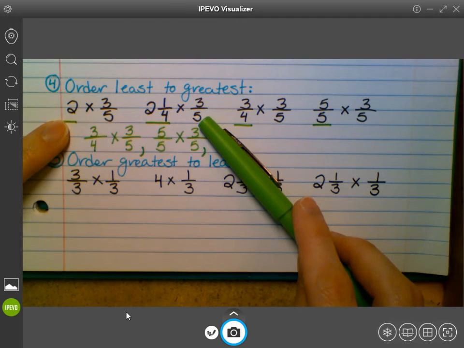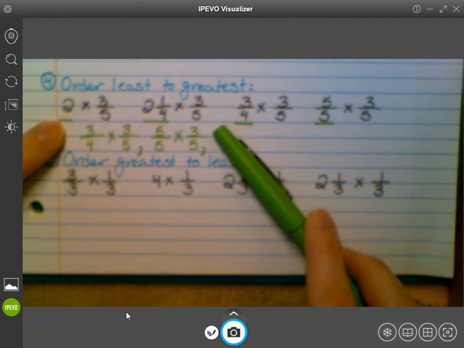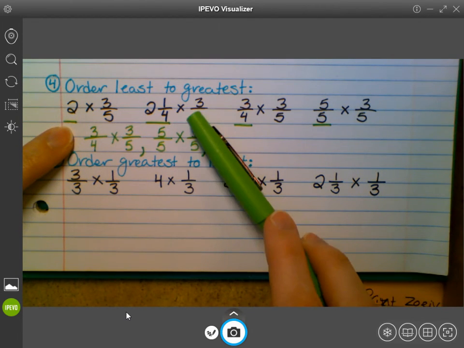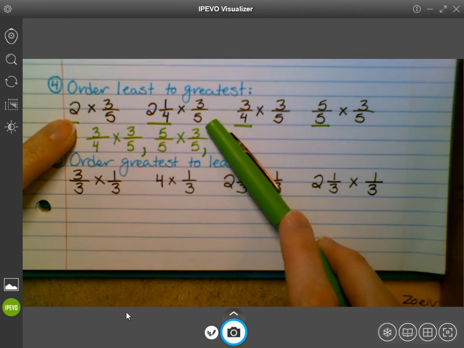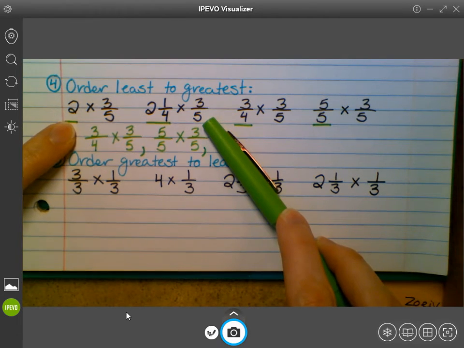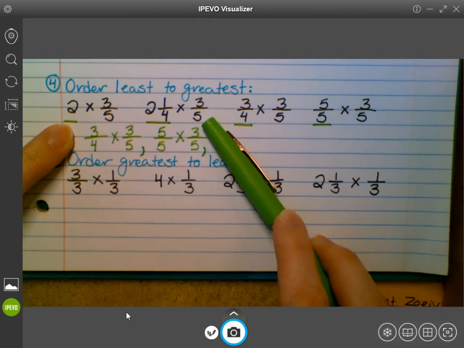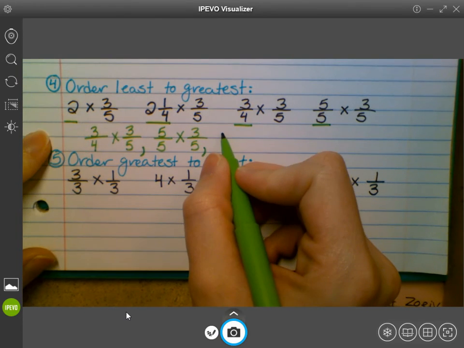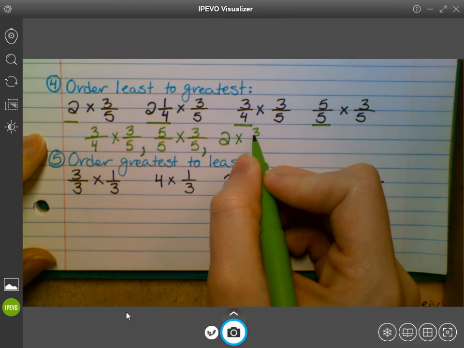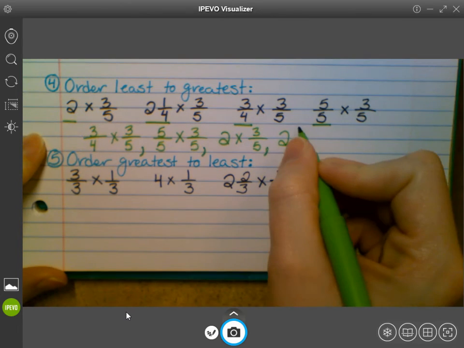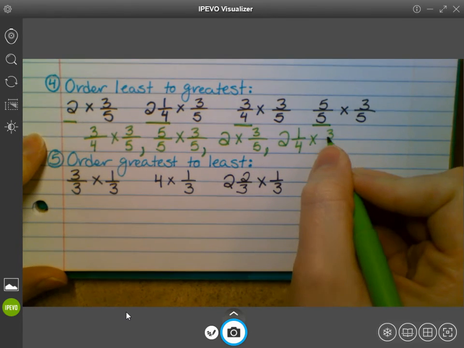Well, we haven't solved it yet, so we're solving it together if you're paying attention. So which one of these, 2 times 3/5 or 2 and 1/4 times 3/5, would be smaller? 2 times 3/5? How many of you agree with Zoe? 2 times 3/5 would be the next smallest one, because 2 and 1/4 is larger than 2. So then we have 2 times 3/5, comma, which leaves 2 and 1/4 times 3/5 as the last one.